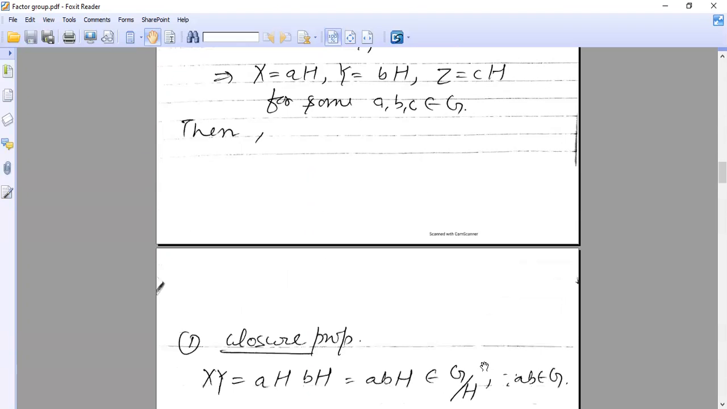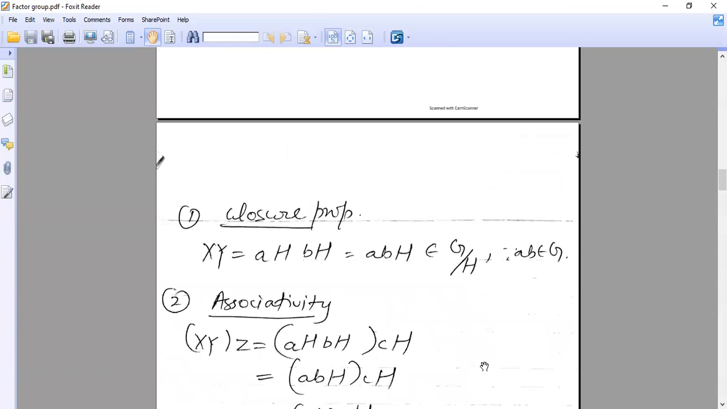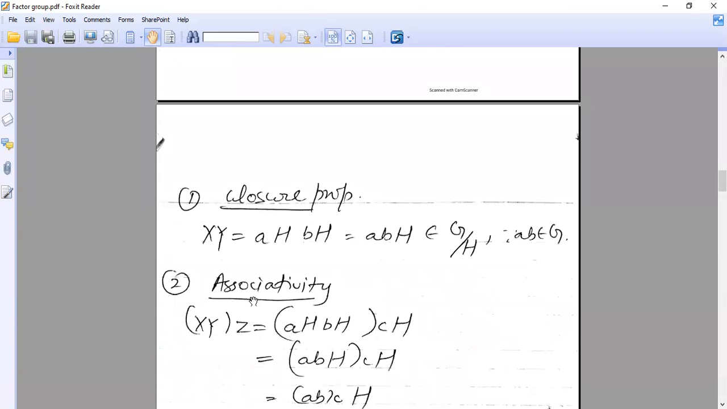Then first see the closure property. So X into Y will be AH into BH, and this will be equal to ABH. And ABH belongs to G upon H, because if A and B are elements of G, then A into B is also an element of G by the closure property, as G is a group. So closure property holds here.